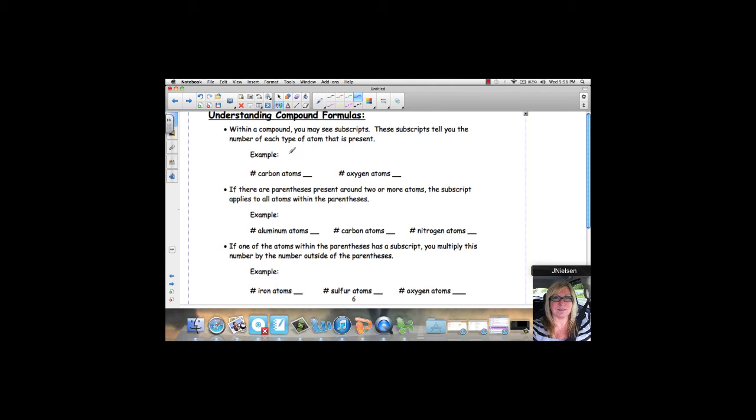So for the first example, let's just use CO. This is carbon monoxide. We have one carbon and one oxygen. If I were to do CO2, I have one carbon and I've got two oxygens. If there are parentheses present around two or more atoms, the subscript applies to all atoms within the parentheses. It's kind of like the distributive property of math.